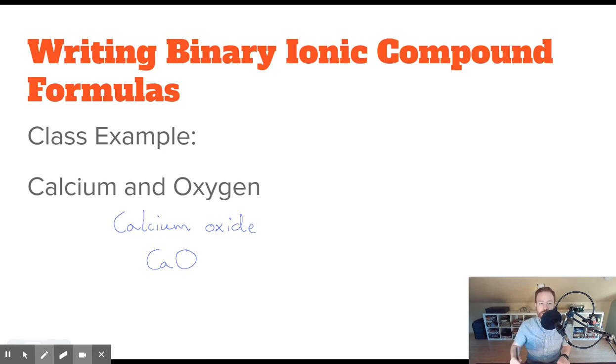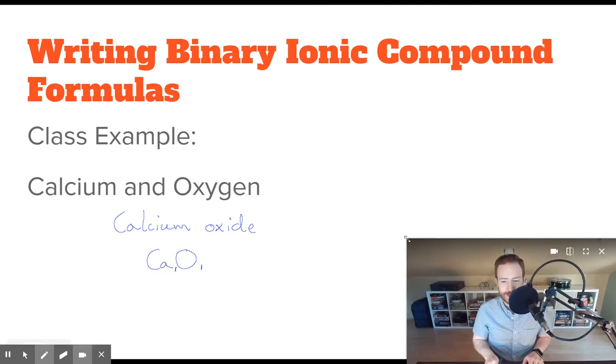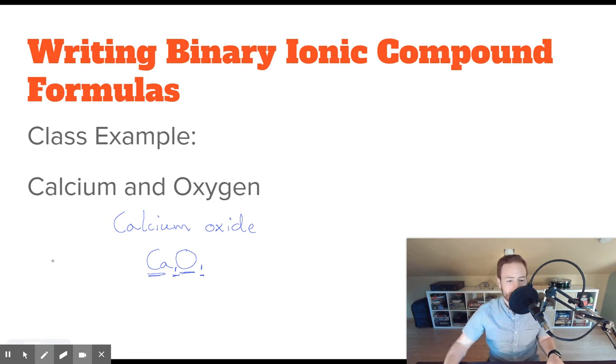Now, there's no subscript in this formula. There doesn't have to be, but if I wanted to, I could write ones beneath that. So the questions I'm about to answer are: how do you know what the subscripts are? How do you know what the symbols are? How do you know what order to write things in? And how do you know what to call it? We're going to focus on the formula first.